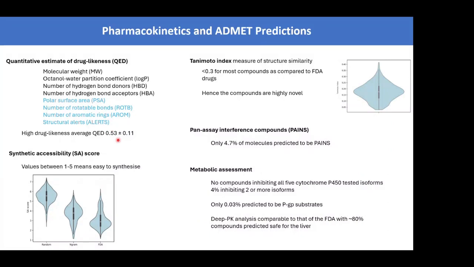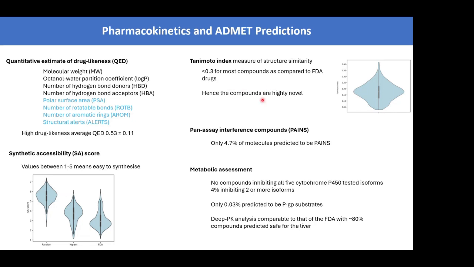So that's good. Synthetic accessibility is another way you can assess whether or not your compounds can be synthesized. And any value between 1 and 5 means that the compounds are predicted to be easy to synthesize. And as you can see here, most of the compounds are below 5. And this is a proportion that is similar to the one in the FDA compounds, but much better than if you just randomly generate compounds.